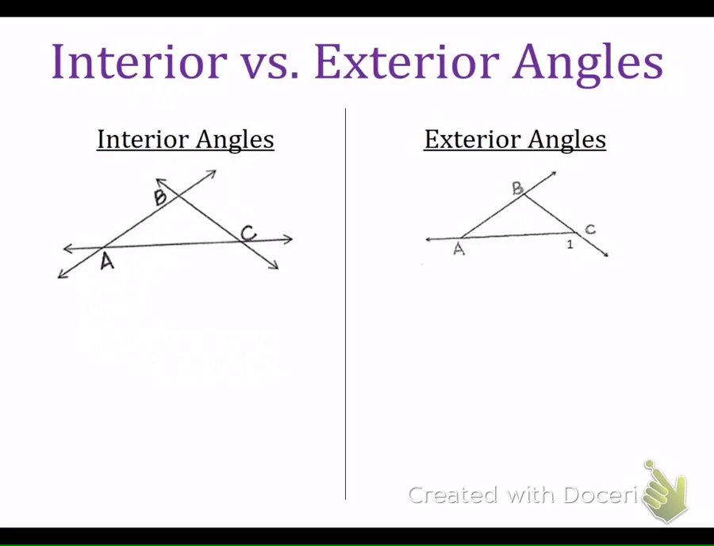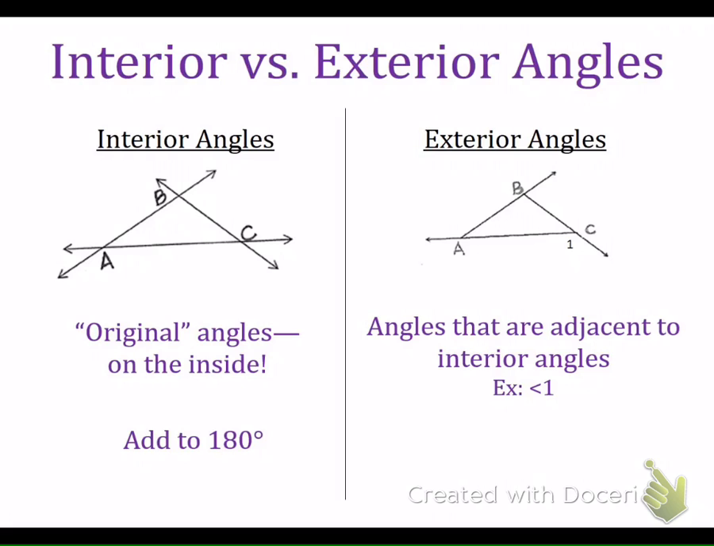Next, we're going to look at the difference between interior angles and exterior angles. Interior angles are the original angles inside a triangle. So the ones we were just working with, those are the interior angles. The interior angles of a triangle are the ones that always add to 180.